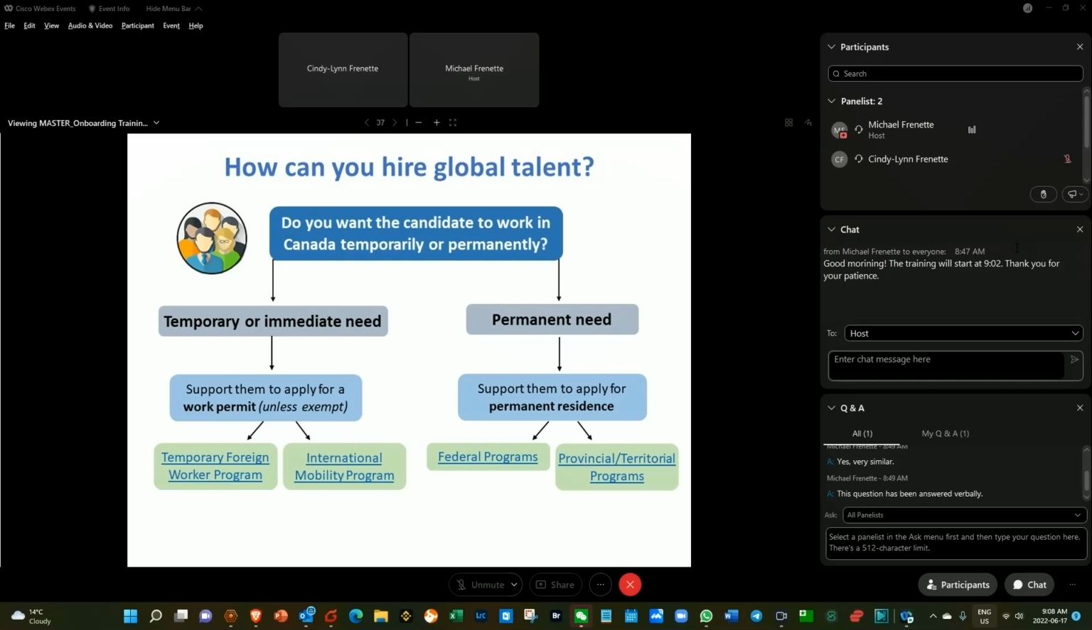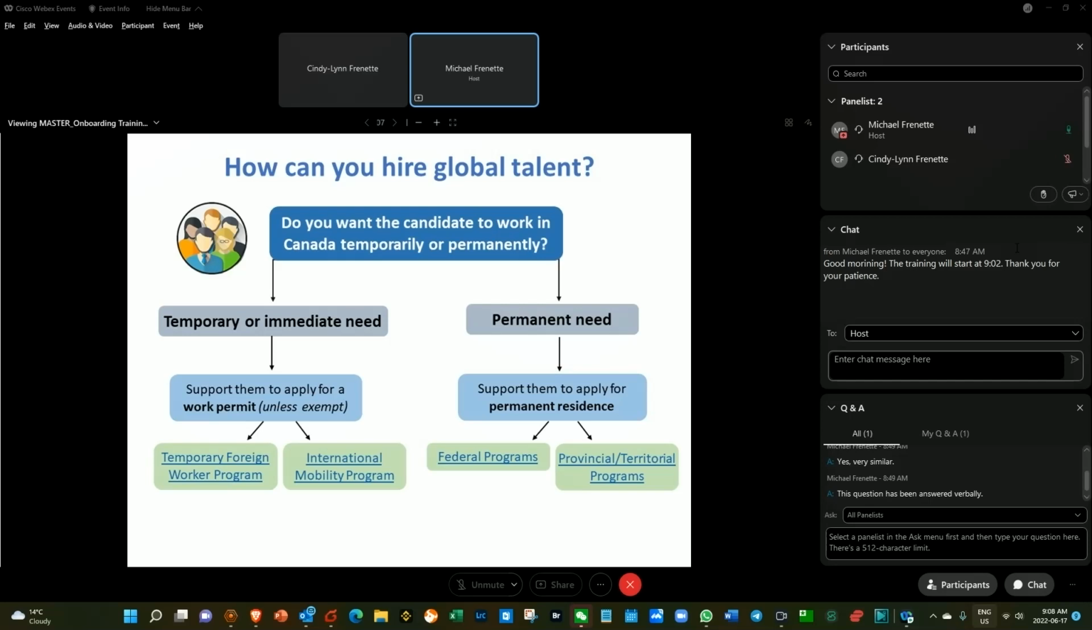So as an employer, your first step is to seek out Canadian citizens or permanent residents to fill employment vacancies in Canada. But if you are struggling to fill this position, there are options for hiring global talent. Employers can hire temporary residents already in Canada, including students who are authorized to work up to 20 hours per week while they are actively pursuing their program of studies. If the need is temporary or immediate, you can support them to apply for what we call a work permit.